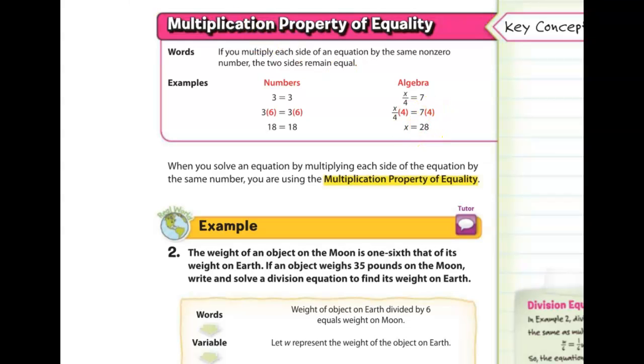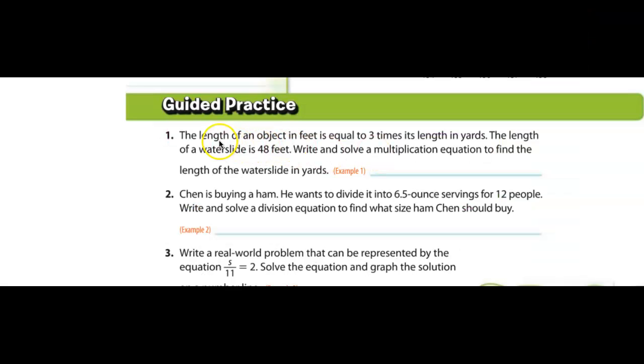Okay, let's do some practice word problems together. The first thing we have to remember is that an equation has two expressions that are equal on either side. So we take what the story is telling us and then we translate that into symbols and numbers. The length of an object in feet is equal to 3 times its length in yards. The length of a water slide is 48 feet. Write and solve a multiplication equation to find the length of the water slide in yards.